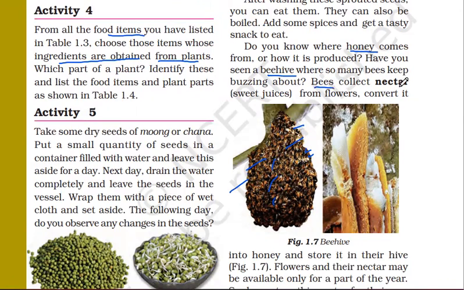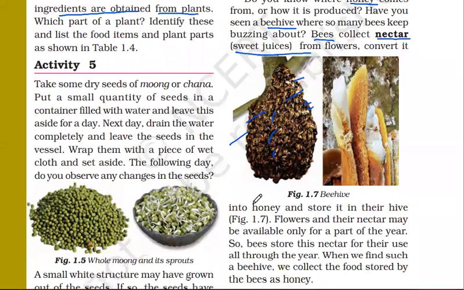तो bees क्या करते हैं, flowers के ऊपर जाके उसके juices को collect करते हैं, the sweet juices of the flowers, which is called nectar. Nectar का मतलब क्या है, the sweet juices from flowers, and they convert those juices into honey.